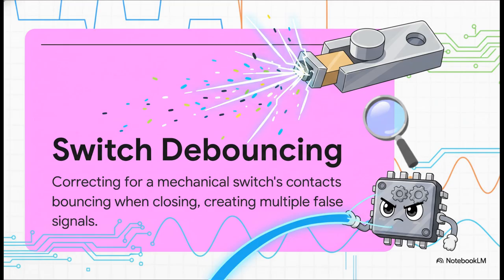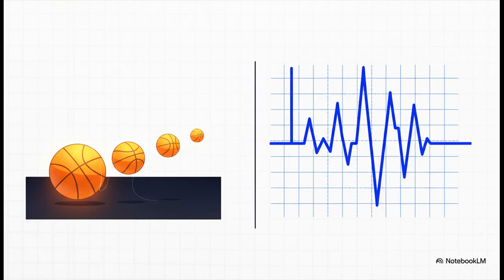Now, to you and me, it's one press, but to a super fast microcontroller that can check the voltage millions of times a second, it looks like you've pressed the button a dozen times in a row. So the trick to fixing this is called debouncing. The absolute best way to picture this is with a basketball.